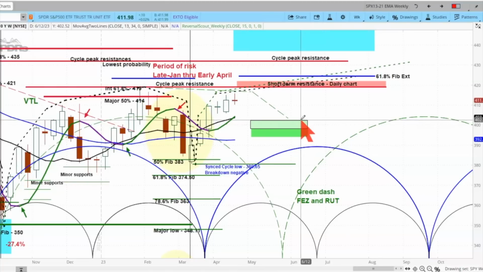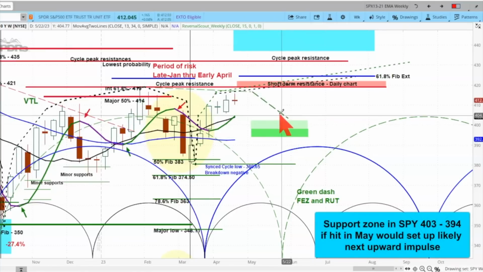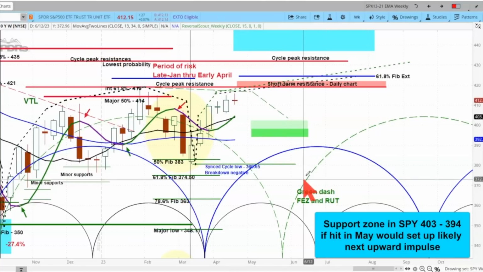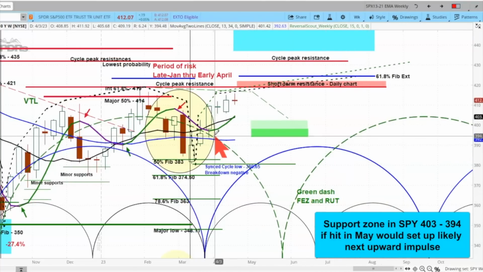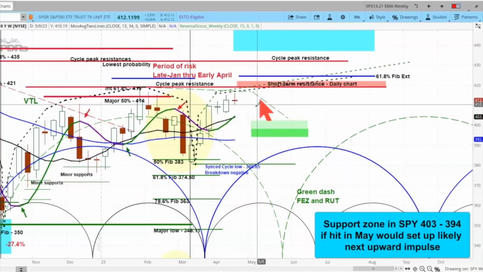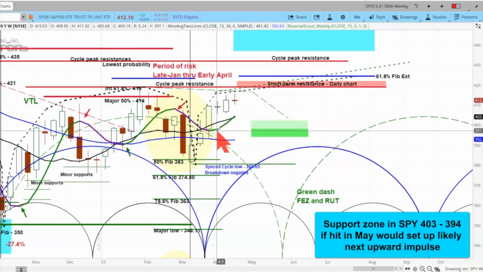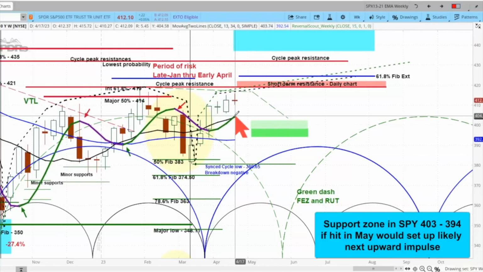So this is 402, 403. This is around 394. That is the area of support. We consider that a buy zone. We're able to get back down there because then these cycles are going to be pushing on the upside. I would not be surprised to see this correction come in here and our reversal scout remain positive because it does look like this market has the potential to stay quite strong.